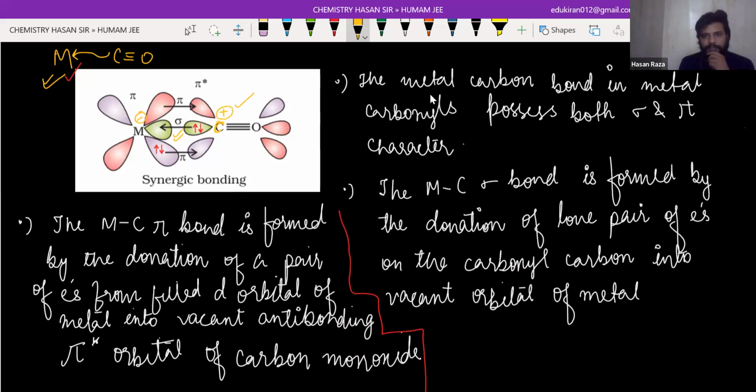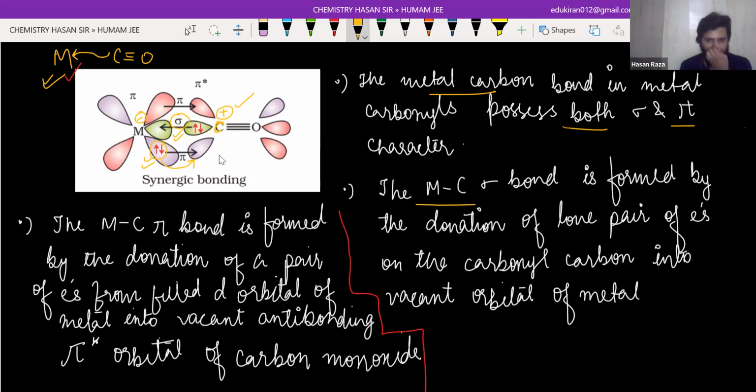Now you can see the metal carbon bond in metal carbonyls possesses both sigma and pi character. You can see this is your sigma. This one is your sigma. Now, due to this force of attraction, the strong bond, what happens? Metal has electron in d orbital. So this metal will donate electron pair to form a pi bond between this carbonyl and this central metal atom. So this sigma bond is formed by the donation of electron pair from carbonyl to central metal.